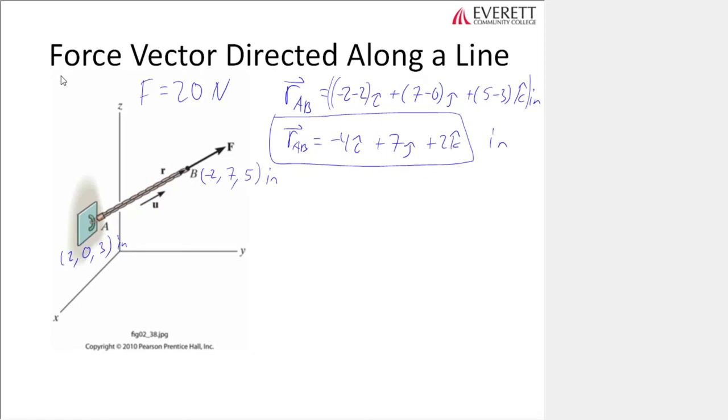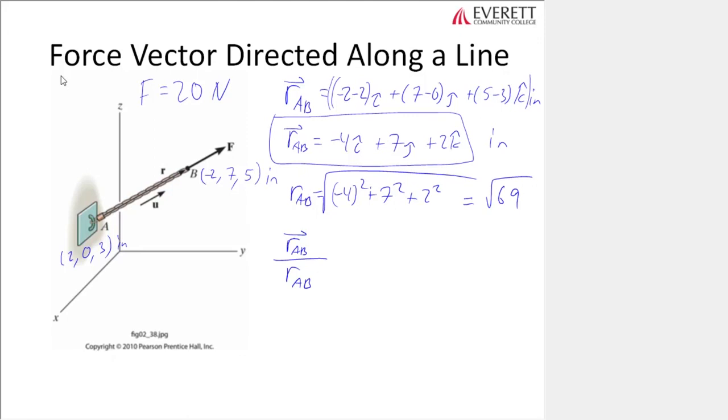Okay? So how do we find the magnitude? The magnitude of RAB is going to be equal to -4 squared plus 7 squared plus 2 squared, square rooted. And that's all going to be in inches. Okay, so our magnitude is square root of 69. And now I want to take out that magnitude from the vector. So the way I'm going to do that is I'm going to take the full vector, and I'm going to divide it by its magnitude. And once I do that, I'll have a vector with a magnitude of 1.